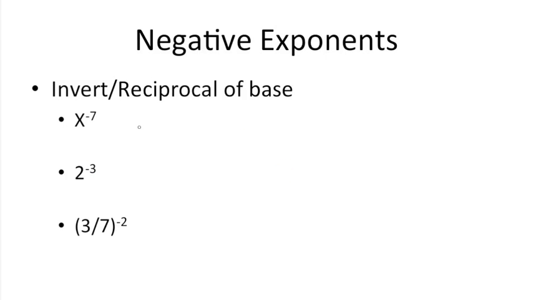So another topic regarding exponents you might encounter are negative exponents. Now all you need to do when you encounter an exponent like this is take the reciprocal of the base. So we have x to the negative 7. All that means is 1 over x to the 7. Same goes for 2 to the negative 3. 1 over 2 to the 3. And in this case, we have a fraction, 3 over 7 to the negative 2. So instead of it being 3 over 7, we have 7 over 3 to the second power.